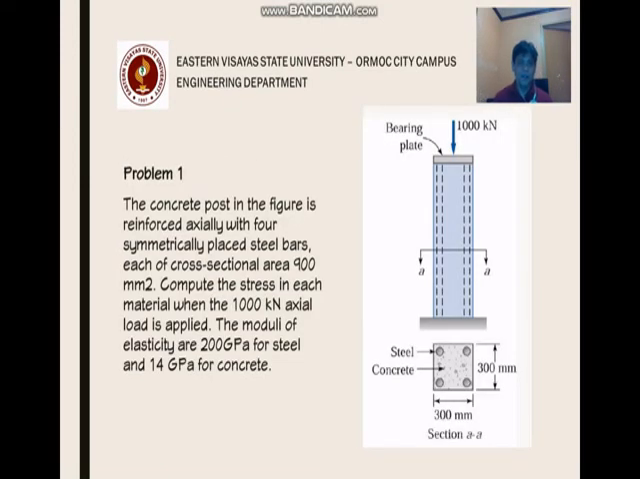Okay, so let's come now to our problem one. The concrete post in the figure is reinforced with four symmetrically placed steel bars, each of cross-sectional area 900 square millimeters. The area of each bar is equivalent to 900 square millimeters. So we are required to compute the stress in its material when a 1000 kilonewton axial load is applied. The moduli of elasticity are 200 gigapascal for steel and 14 gigapascal for concrete.